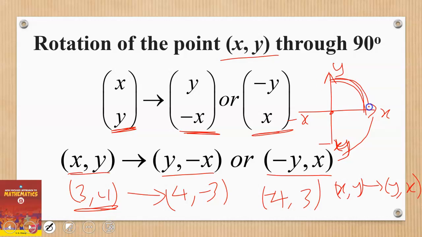Then for 90 degrees, y will come to where x is, and x is positive here, so y will remain positive. But then the x value will move to the negative y side, which means x becomes negative. In that case, for a rotation of 90 degrees clockwise, if the point is (x, y), we get the result (y, -x), and that is what we are trying to see over here. We are going to use this concept to define perpendicular vectors, right?